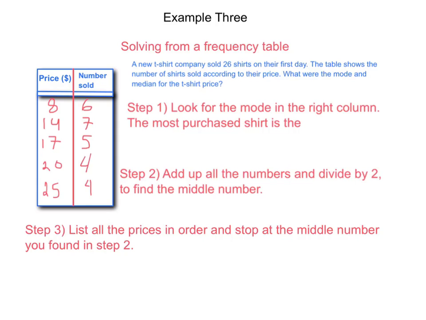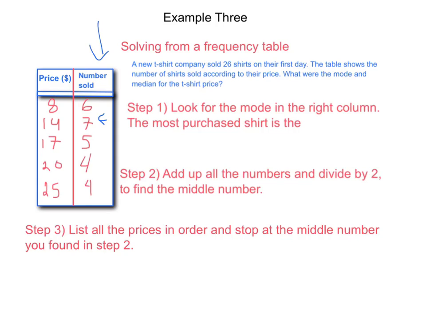So step 1, we're going to look at it and say, what would our mode be? Well, we're going to look right at the right-hand column here for the most purchased shirt. This will be easy. So all we're looking for is which shirt sold the most. Well, 6, 7, 5, 4, and 4. Well, it's clear right now that 7 is the most frequently sold shirt. There's 7 of these ones, everything else is smaller.